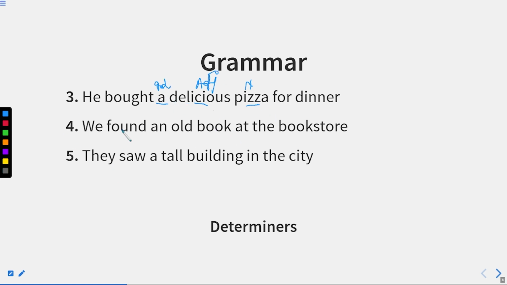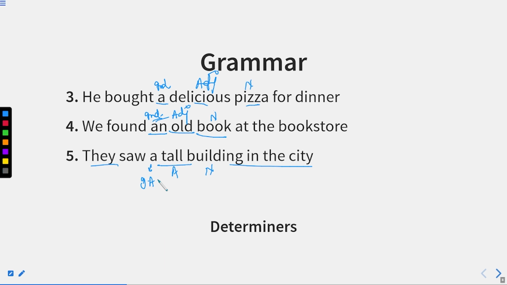Now we have fourth sentence in which we found an old book at the bookstore. Now in this sentence, you can see book is a noun, before which we have old, which is an adjective beginning with a vowel sound. Therefore, we have used an as indefinite article before it. They saw a tall building in the city. So building is a noun, tall is an adjective, and a is indefinite article, which is placed before the word which is beginning with a consonant sound. So this is how we use indefinite articles in the sentences.